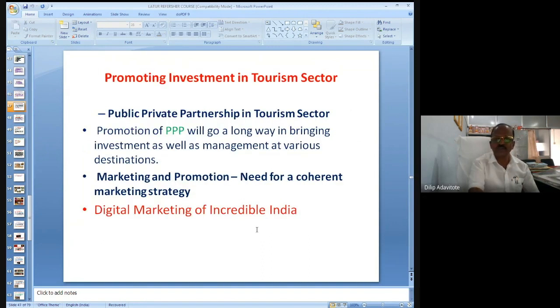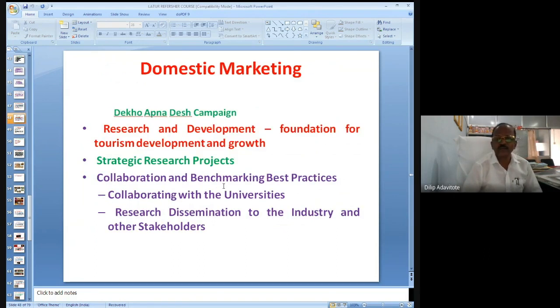Promoting investment in the tourism sector, again the public-private partnership, triple P, is a very important slogan nowadays. In each and every sector, this model is becoming very popular, and digital marketing is one of the important areas. So Incredible India is always taking help of digital marketing. Marketing and promotion is only possible due to digital marketing. Coming to domestic marketing, the important slogans are the Dekho Apna Desh campaign, Padharo Rajasthan, Unlimited Maharashtra. States are also playing an important role in building domestic tourist destinations by giving funds to them. Second part is research and development.